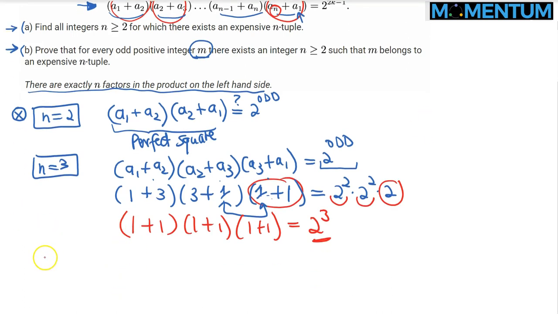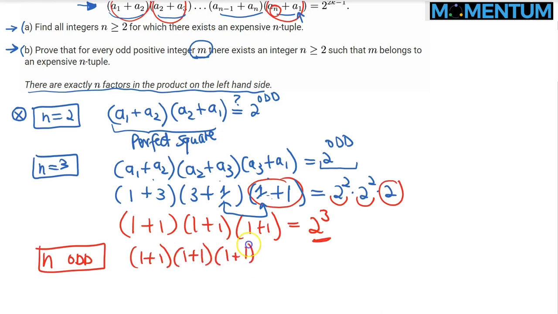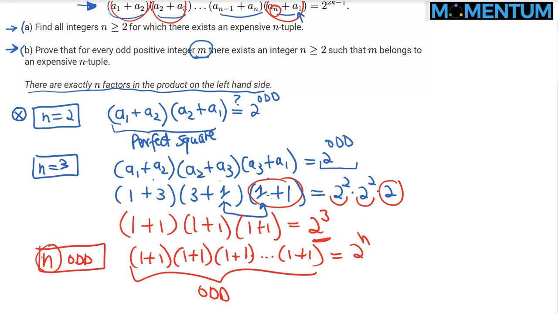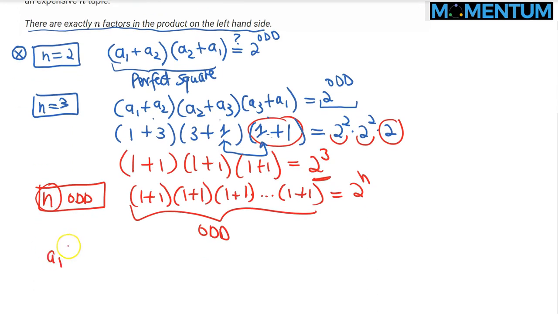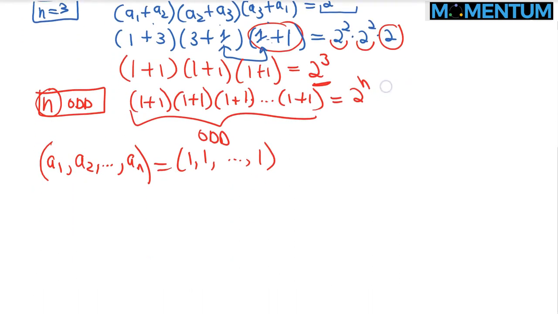Okay, so I have a pretty good idea. If n is odd, then I think I can do it, right? So let's chase it. So 1 plus 1, 1 plus 1, just plug in. We have an odd number of these, n of them. n is odd, right? So an odd number of them, and that's just equal to 2 to the n, where n is odd, and boom, I'm done. Do you guys agree? So the solution n odd works. How does it work? Our expansive n-tuple a1, a2, up to a sub n will just be made up of ones, basically. All right, let's go back to n equals 4, for instance. How about 4? Can we do it with n equals 4? Things are getting more complicated, right?